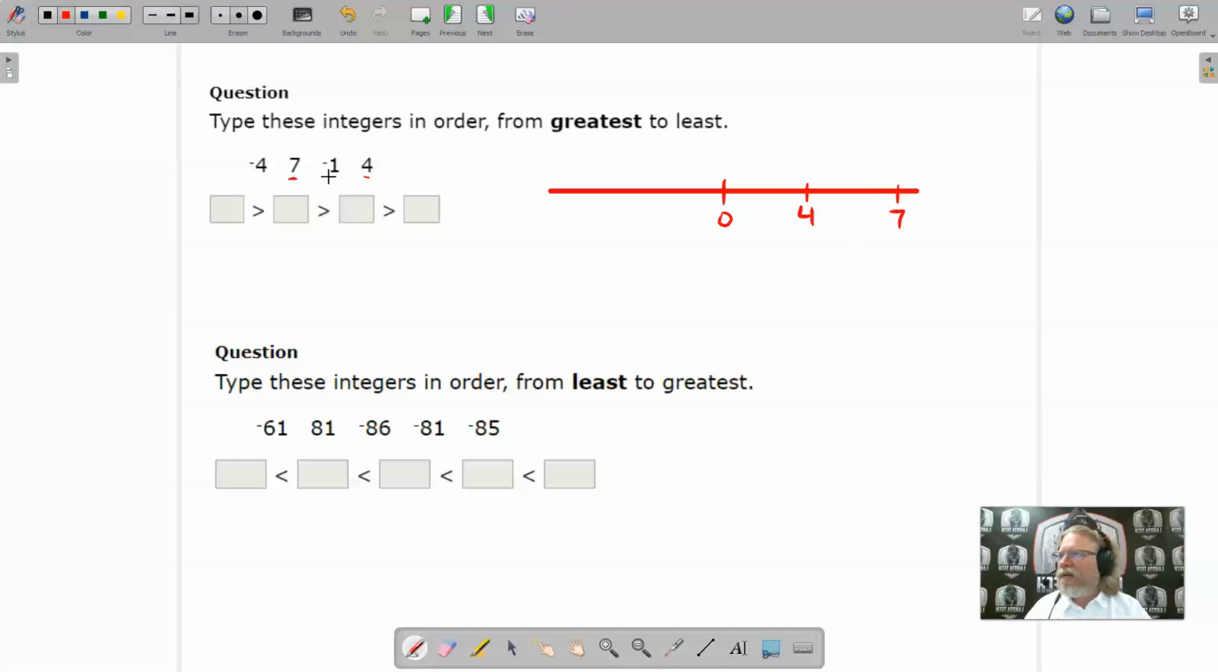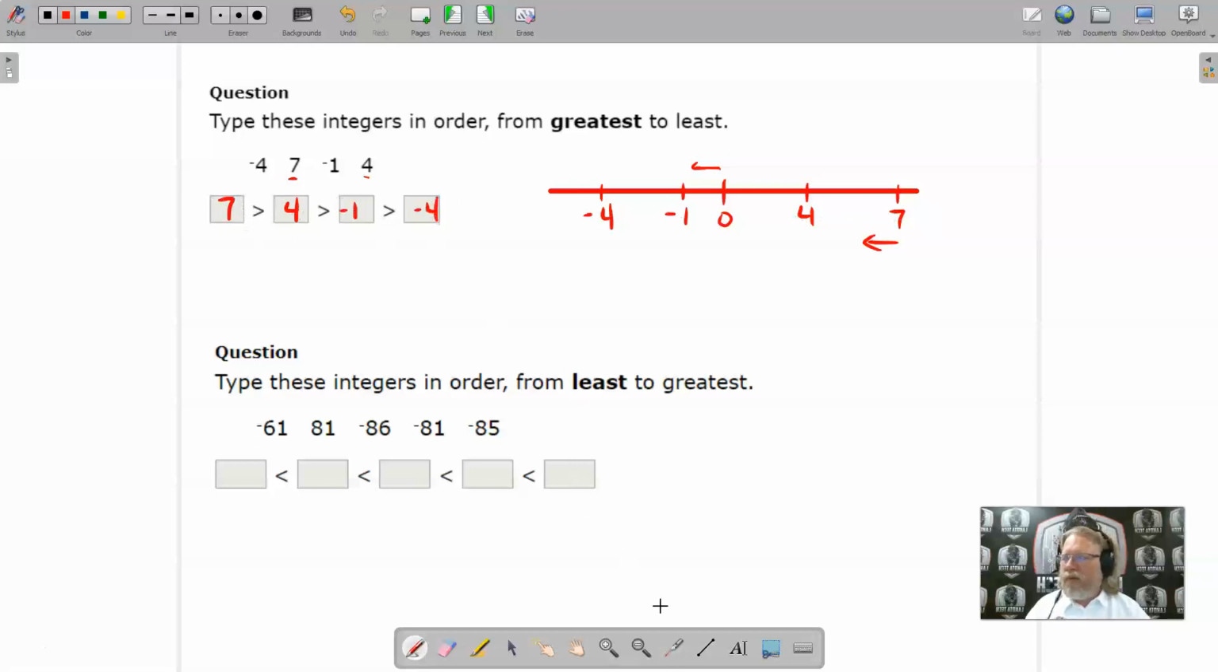And then my other ones are negative 1 and negative 4. So as I'm going back to the negative numbers, I'd first come to negative 1. Then at some point I come to negative 4. And they want to know greatest to least. This number is greater than that number, is greater than this number, which is greater than this number. So I want to do the greatest ones first, and then go down to the least. So 7 and 4, and negative 1 and negative 4.